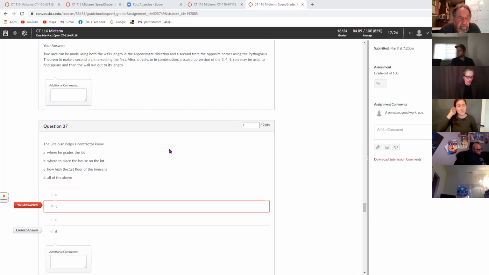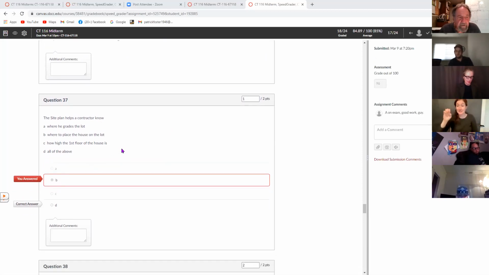So 37, the site plan helps the contractor know where he grades the lot. All of these are right. Because sometimes you'll have grading lines on the site plan if it's to be graded. Where to place the house, that's what we've been doing with our exercises. And how high the first floor of the house is. They've always got that elevation on the first floor.